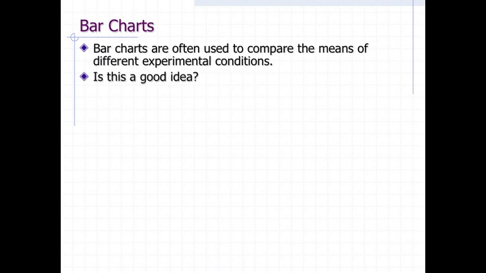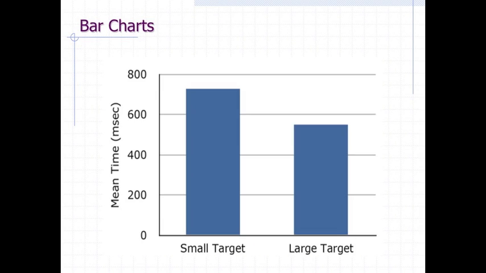Bar charts are often used to compare the means of different experimental conditions. This bar chart shows the mean time, measured in thousandths of a second, it took one of us to move the computer mouse to either small targets or large targets. On average, more time was required for small targets than the large ones. The mean for small targets was over 700 milliseconds, while the mean for large targets was a little over 500 milliseconds.